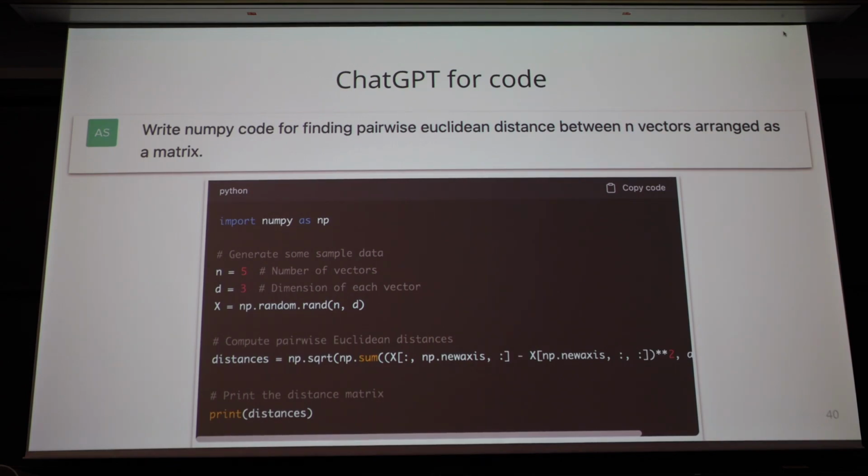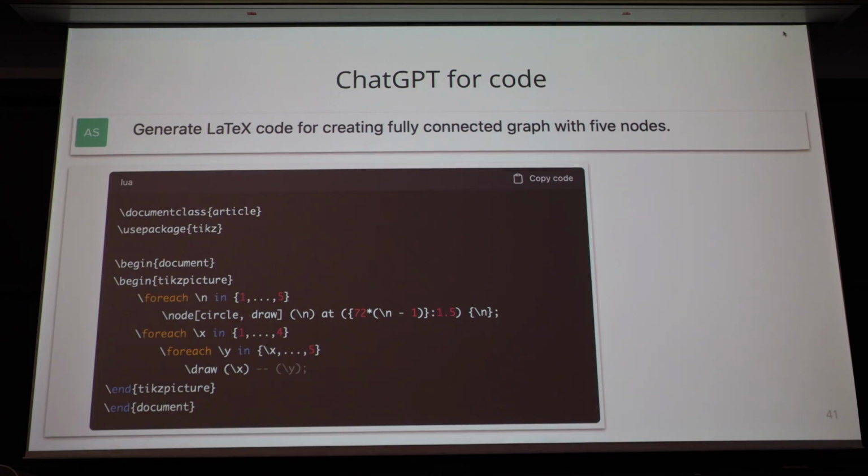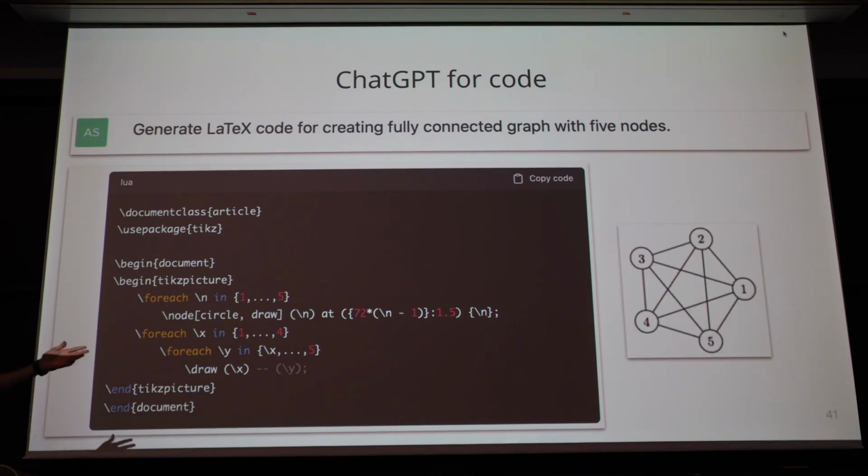Another example is LaTeX. LaTeX is a combination of natural language and programming language. Here I'm asking, can you generate LaTeX code for creating a fully connected graph with 5 nodes? And this was what it outputted. There's no way to verify, but I put it in Overleaf, and this is a reasonable starting point, and you can make modifications on top of this. Life becomes easier.